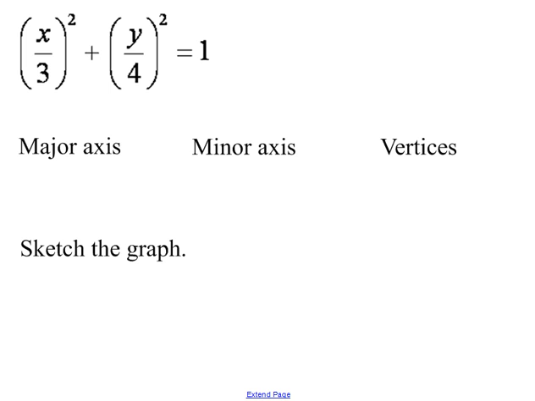So if you're looking at (x/3)^2 + (y/4)^2, you don't see an h, k, so I know my center is at (0, 0). Okay, this is my radius on the x-axis, and this is my radius on the y-axis.